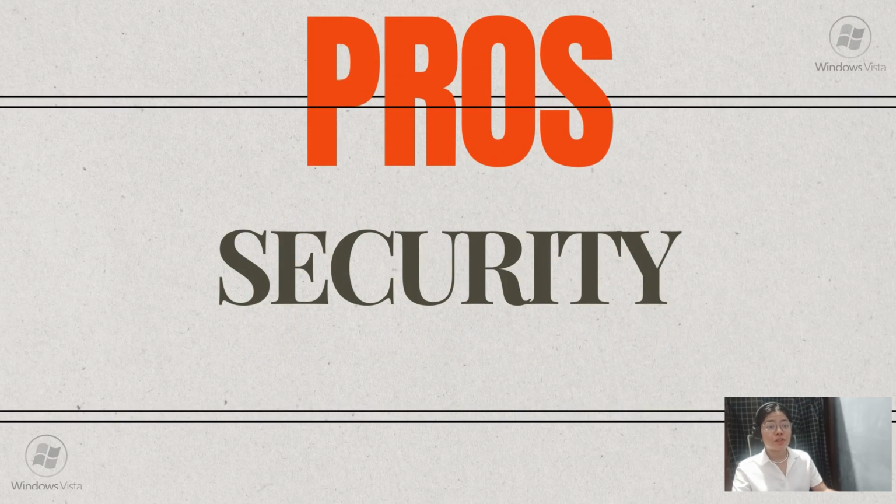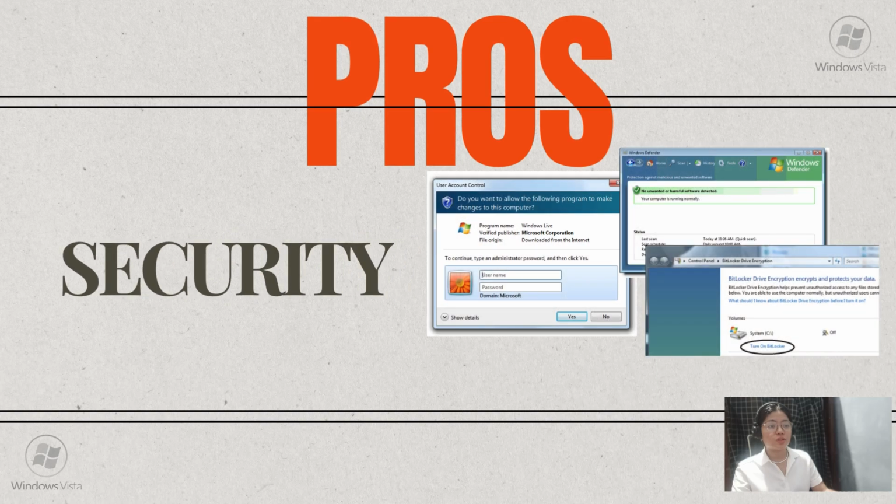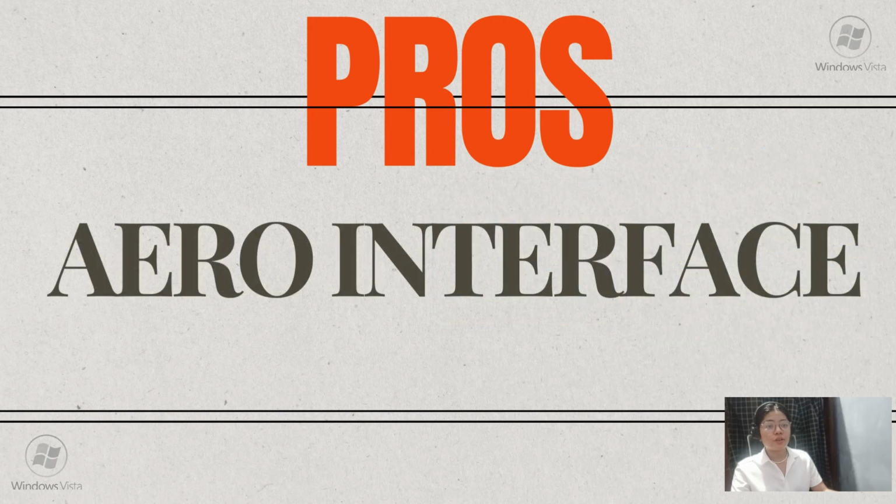First up, the enhanced security. Windows Vista introduced several security features like User Account Control, Windows Defender, and BitLocker. User Account Control, or UAC, helps to prevent unauthorized changes to the system by prompting for permission or an administrator's password before allowing certain actions. Windows Defender offered protection against spyware and malware, while BitLocker provided encryption for the entire drive, enhancing data security.